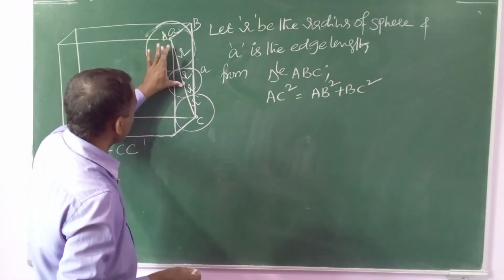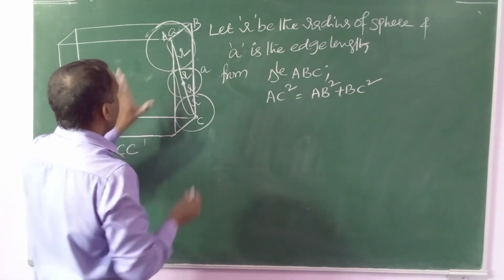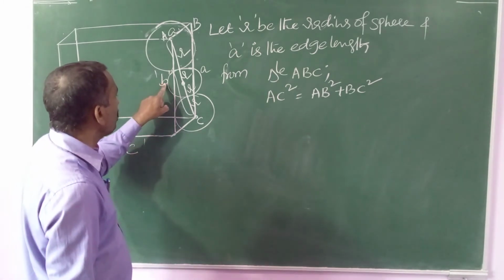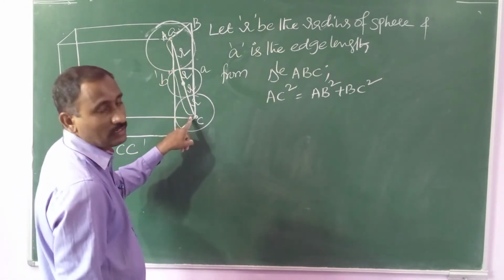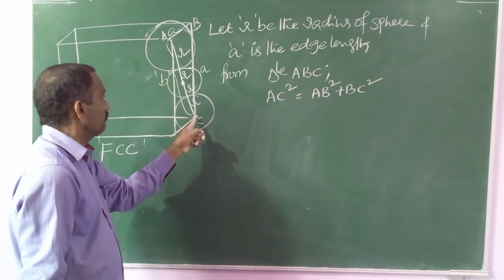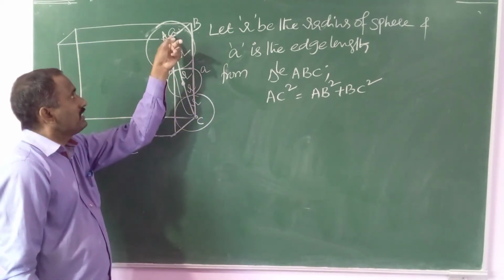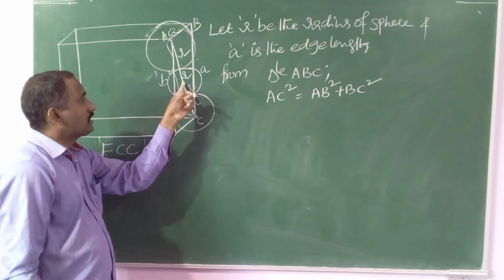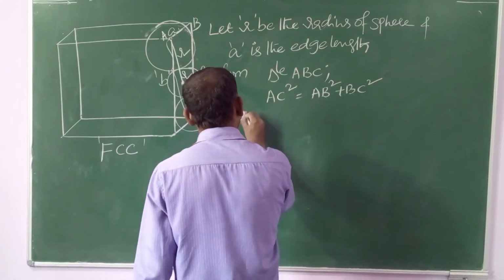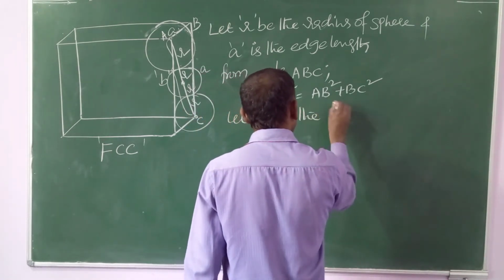Now, this AC, just for derivation purpose, this full length I am considering as small b, where b stands for face diagonal. Face diagonal means it is the diagonal which is passing through the center of the face. So this is one diagonal, joins two corners and passes through the center of the face. So let b be the face diagonal.